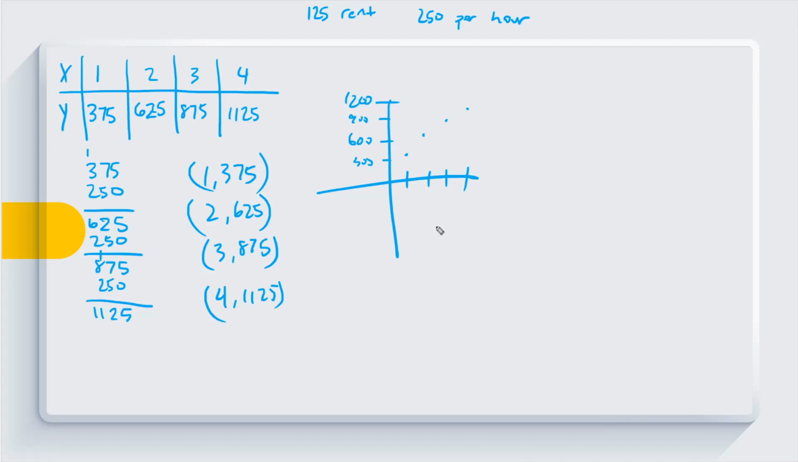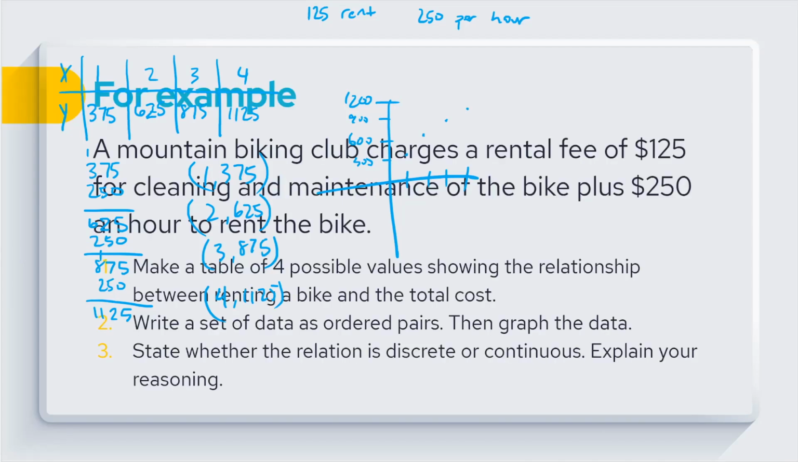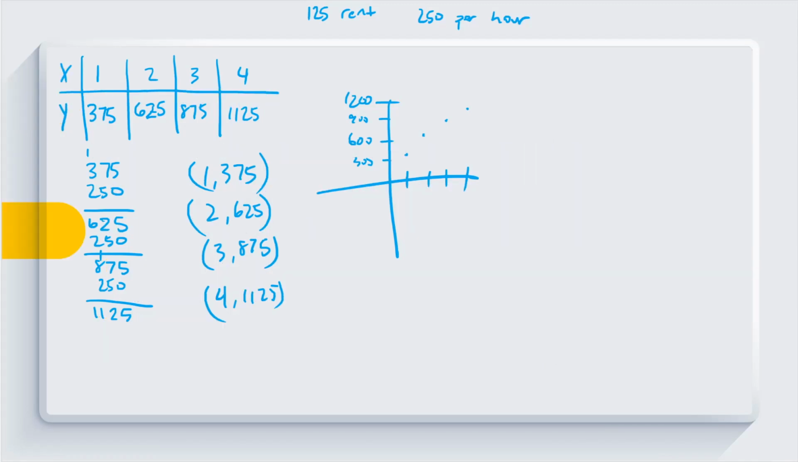So there we go. What else did I have to do? Oh, I have to check. I forgot. Graph, and then state whether the relationship is discrete or continuous. That's right. So here we go. Is this discrete or continuous? Well, there's gaps in between the data, right? There's these big blank spots, these big gaps. So this is discrete function. Okay.